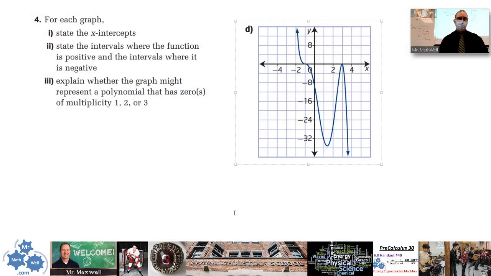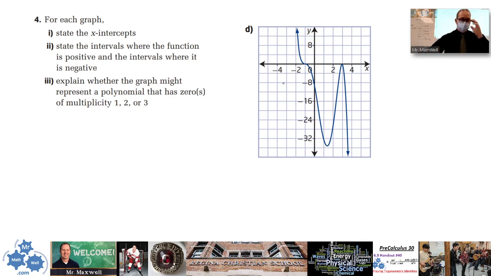All right, so this is section 3.4, pre-calculus 30. This is question number 4D, and this is a good question. You have to know how to do this question. We're looking at the graph and identifying some very important things like intercepts, intervals where the graph is positive or negative, and explaining whether the graph might represent a polynomial that has zeros of multiplicity 1, 2, or 3. So we're looking at the zero behavior as well for part 3. You guys can see that?